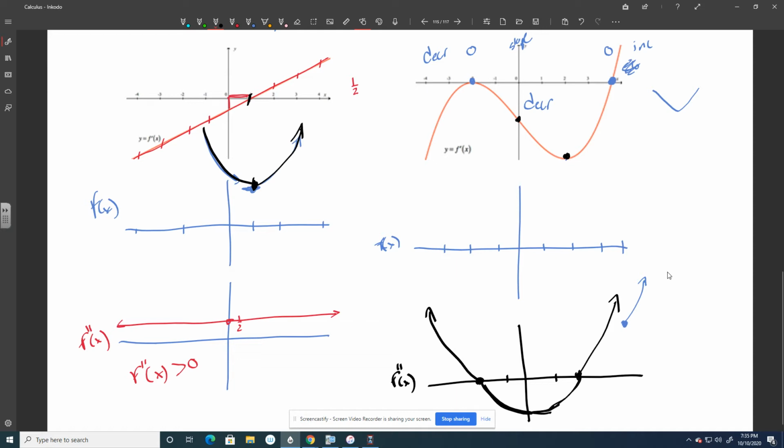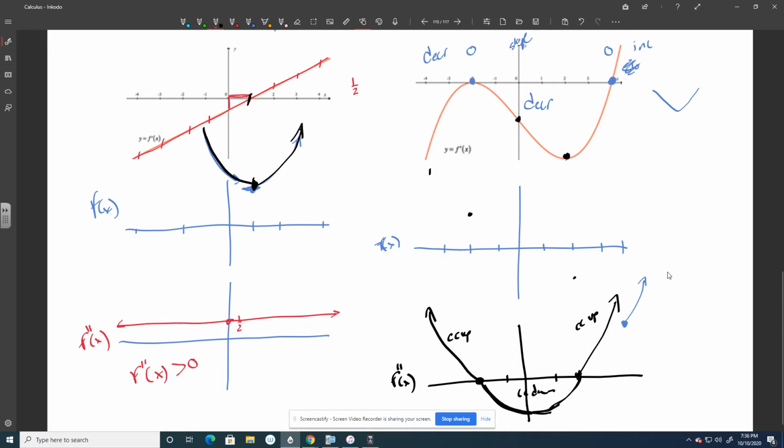Remember, my second derivative tells me concavity. So right here, I'm concave up, concave up. Right here, I'm concave down. If my second derivative is less than 0, that means my function is concave down. So I'm concave up until I hit this point, and then I'm concave down until I hit this point right here, and then I'm concave up again.